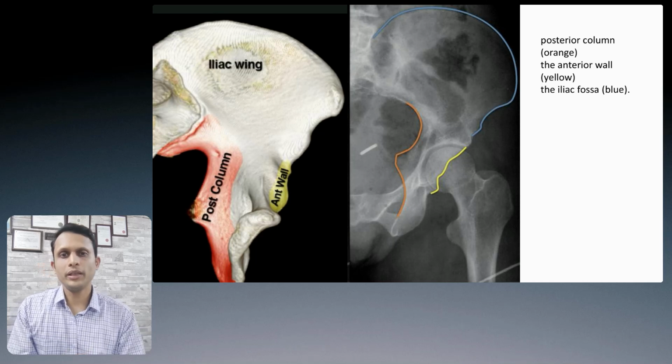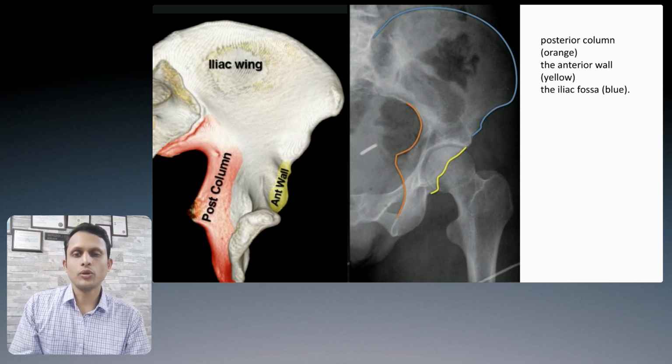Now this image shows us the posterior column. The posterior column is highlighted in orange color, and this is seen in the iliac view. What we see in the iliac view is a good orientation of the posterior column. We can see the anterior wall, and we can see the complete extent of the iliac wing.